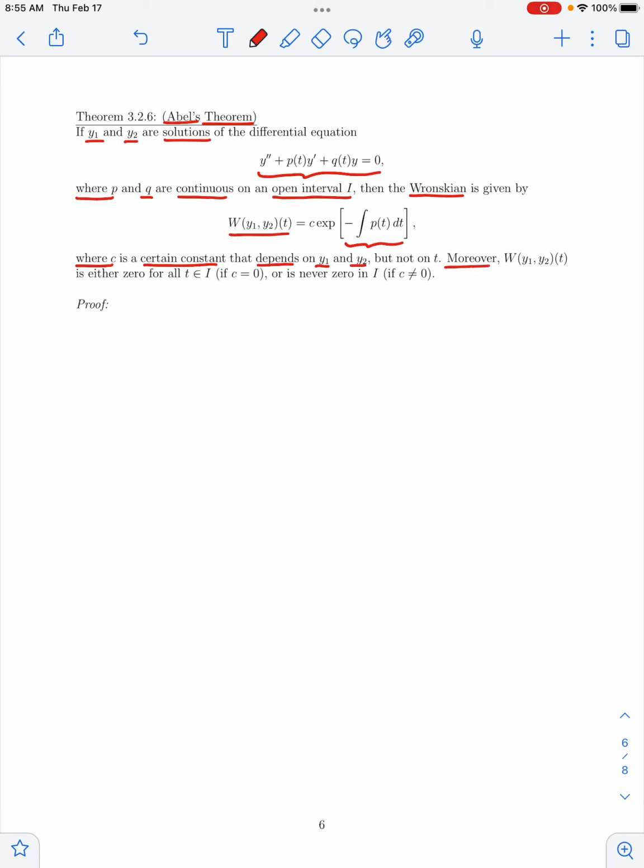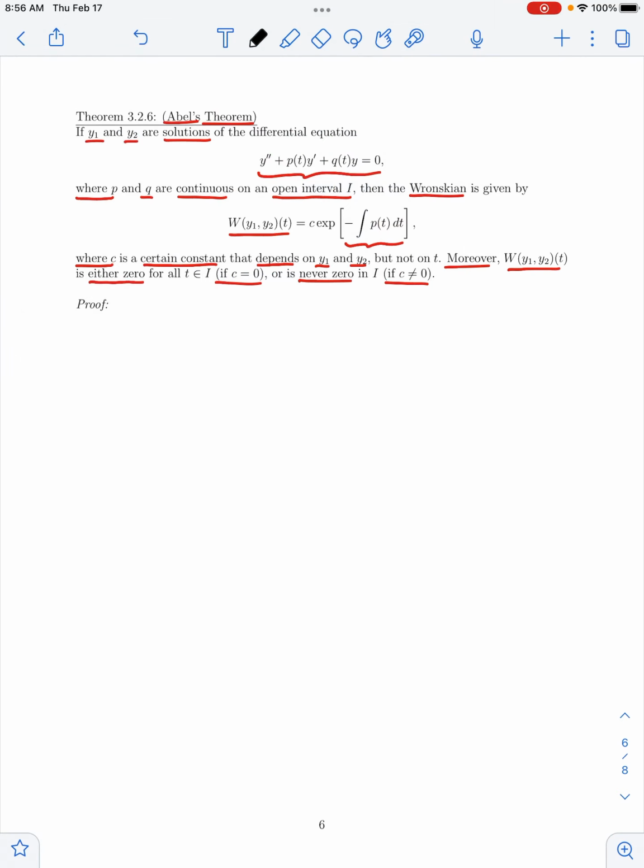And moreover, this Wronskian is either 0 for every value of t if our constant c is 0, or is never 0 if our constant c is non-zero. So let's take a look at the proof of this theorem. Let's see why this expression is going to give us the Wronskian for a set of two solutions.